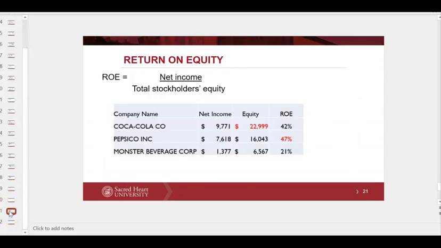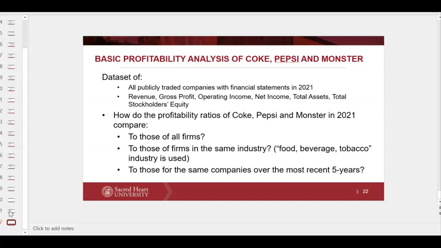Here we see return on equity for our three companies. Coca-Cola has the highest amount of equity, so it should be producing the most income, but we can see that Pepsi actually has the second highest equity but the highest return on equity. The next part of this video is to do basic profitability analysis to continue our analysis of Coke, Pepsi, and Monster, sticking to our six profitability ratios. Open up your Excel file with your data set for this week.